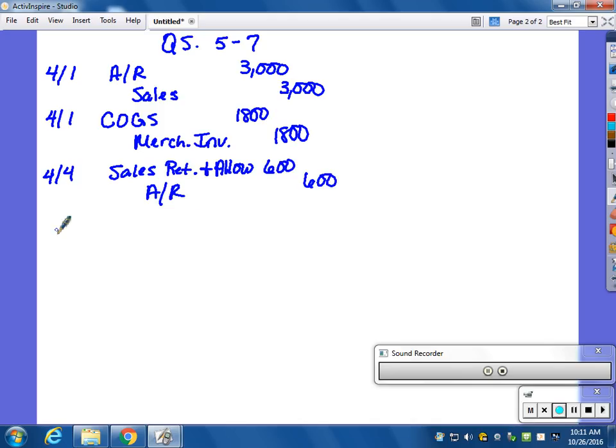And then we have to put it back in our inventory with a different journal entry by debiting what? Merchandise inventory, because it was returned to us, and crediting what? Cost of goods sold. You're just doing everything in reverse from up here. And how much did it cost us? $360.